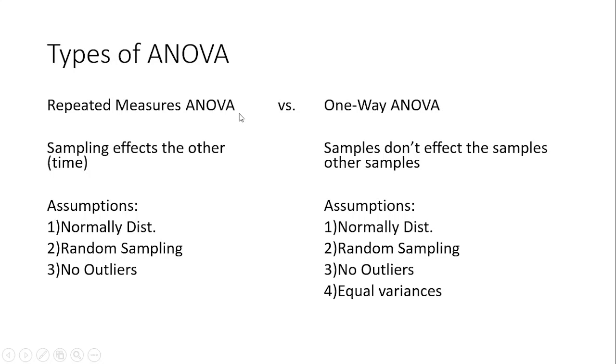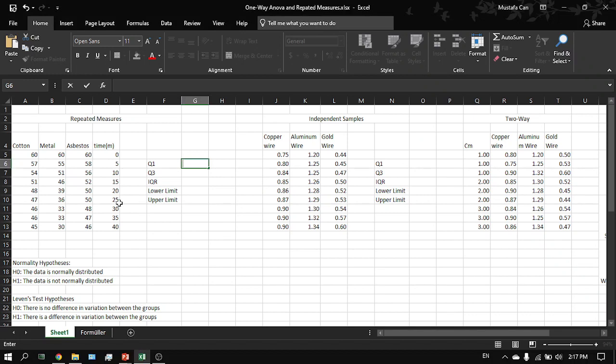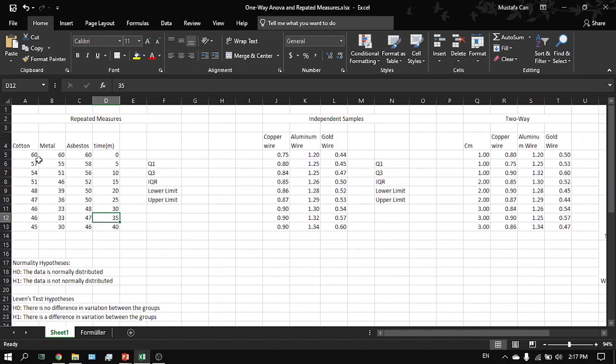As you remember, repeated measures is dependent as a variable. It has the time factor in it. So when you're working with time, you should do repeated measures ANOVA. Let's see the example here.